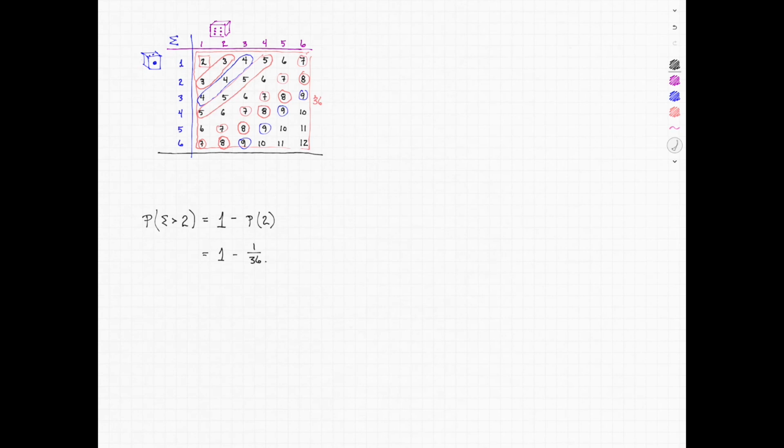So that's another way that we can use the complement. So the probability of a sum greater than 2 is also the same as saying the probability of not a 2, everything else. And so to do that, we take 1 minus the probability of the 2, and we're left with everything else.